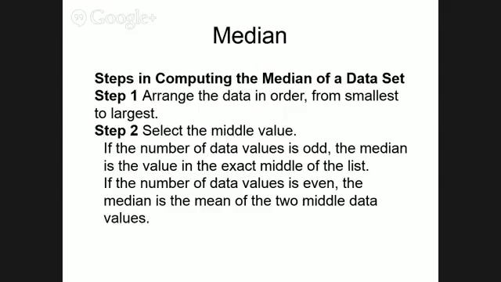If I have an odd number, then the median is going to be in the list, and it's going to be the one that shows up directly in the middle. There's 2 to the left of it and 2 to the right of it. Here, there's 5 to the left and 5 to the right.